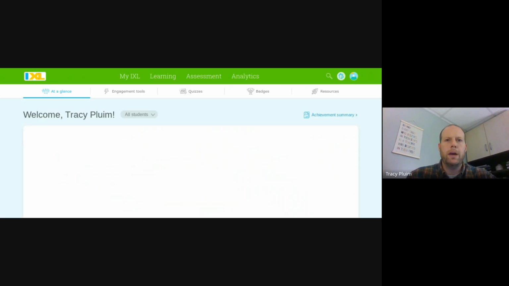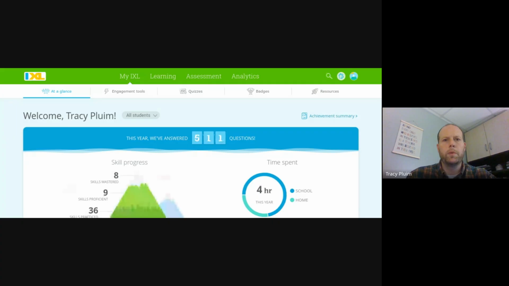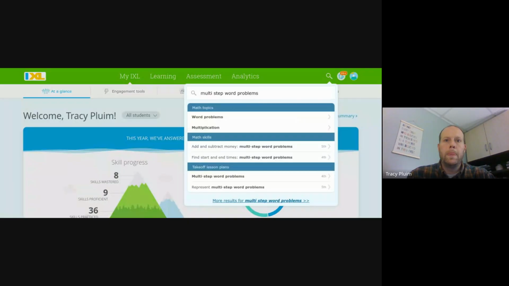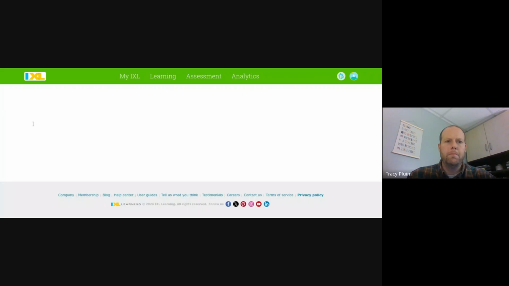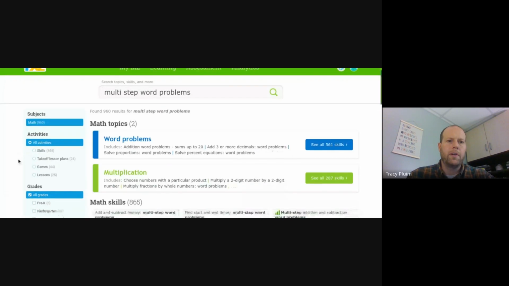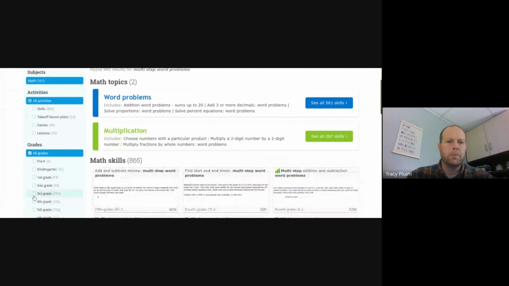So let's go back. The student that was struggling, they struggled with 4.1.1.5, which was multi-step word problems. So a couple of ways that you could access that as a parent. There's a little search bar up here. I could type in multi-step word problems and then just search. And hopefully the internet's going fast enough, it'll bring it up quick. On the left side of this are going to be a few different options. One is to be able to do it by grade level.